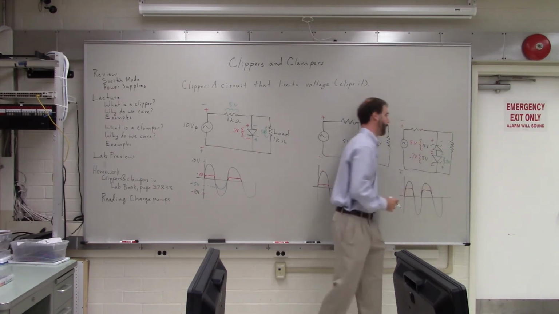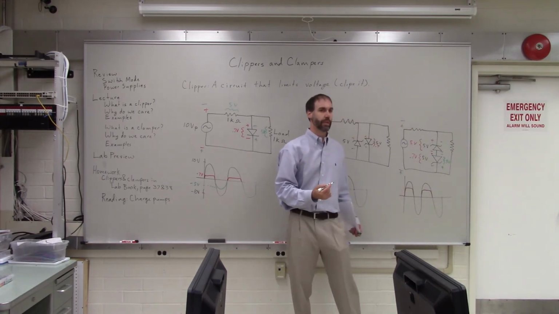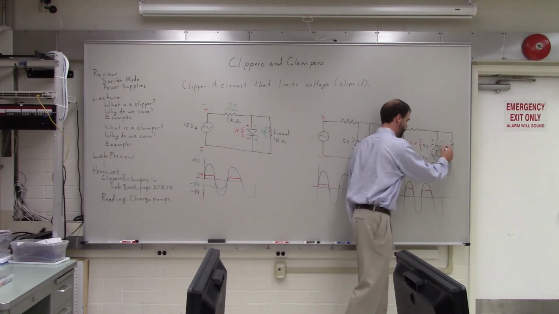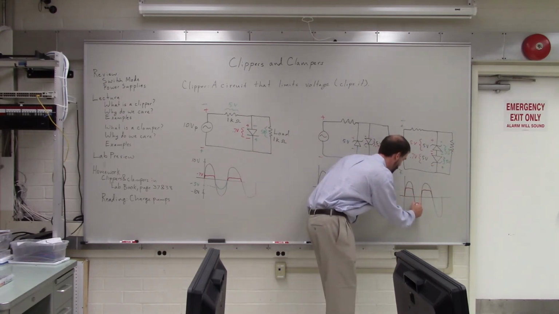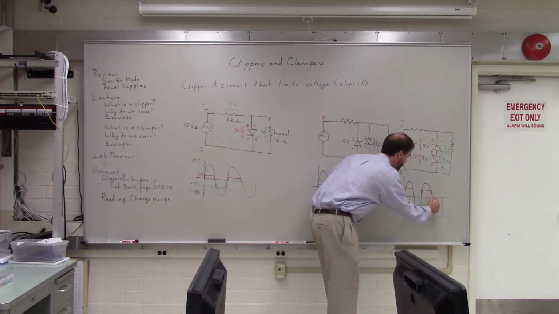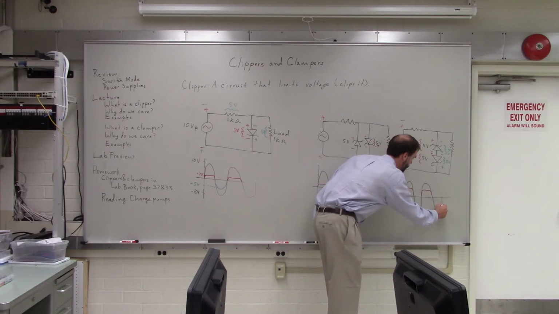And what about this top one? Forward biased or reverse? Forward. So how much voltage does that have across it? 0.7. Perfect. So again, you end up with a minimum of negative 5.7 volts.